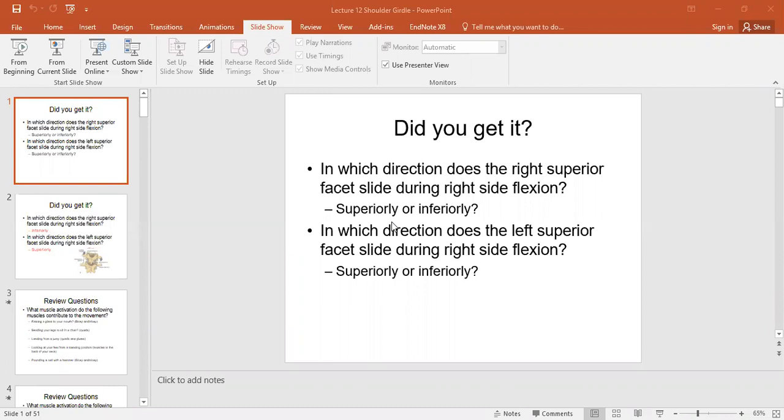we're going to just do a couple of did you get it questions for review. So from the spine section, which direction does the right superior facet slide?